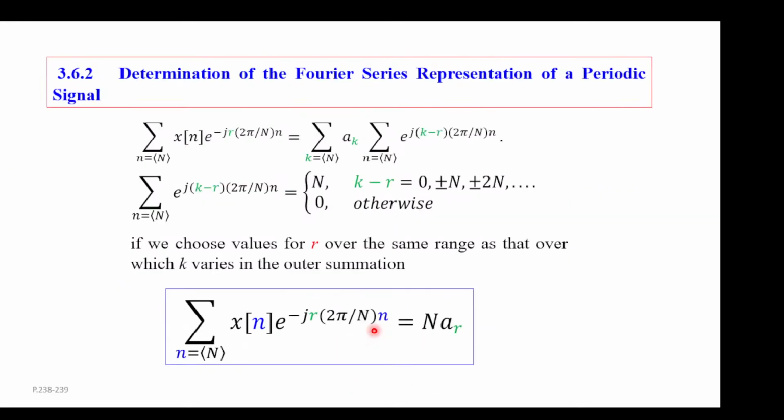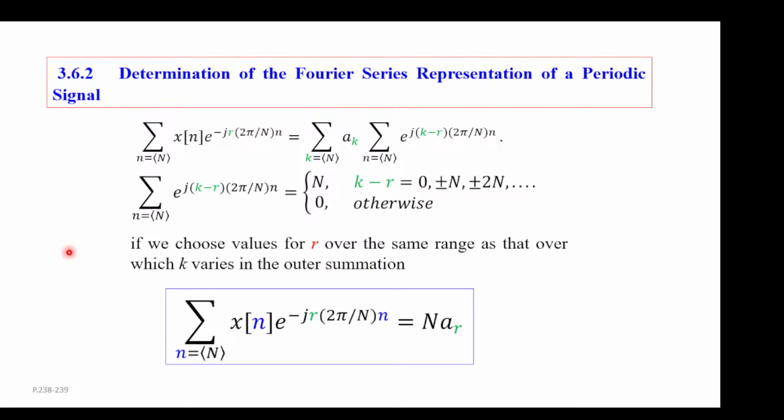Okay. And yeah, so this is just listing the equation we have once again. On the left hand side we have our x of n multiplying e to the minus j omega n. And on the right hand side we have this summation a_k, and this summation exponential k minus r and 2 pi divided by big N small n. And we know this summation only has value when k minus r equals 0, or k minus r equals some multiple of big N.